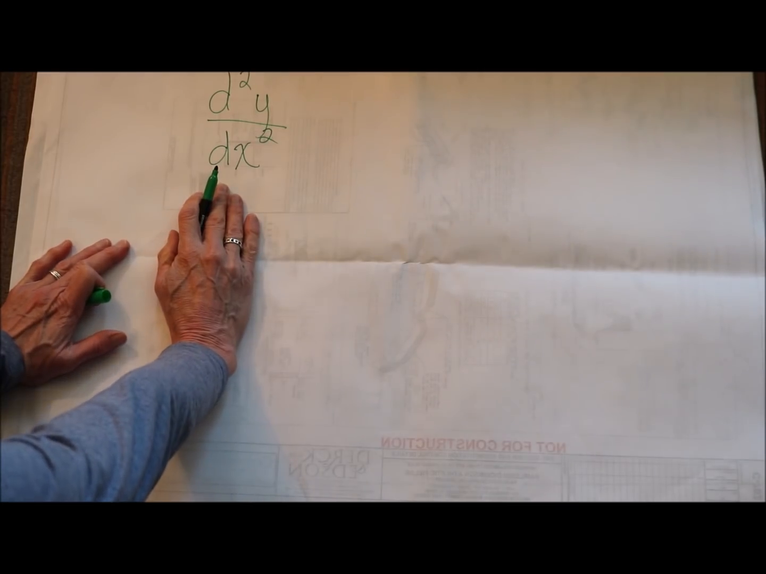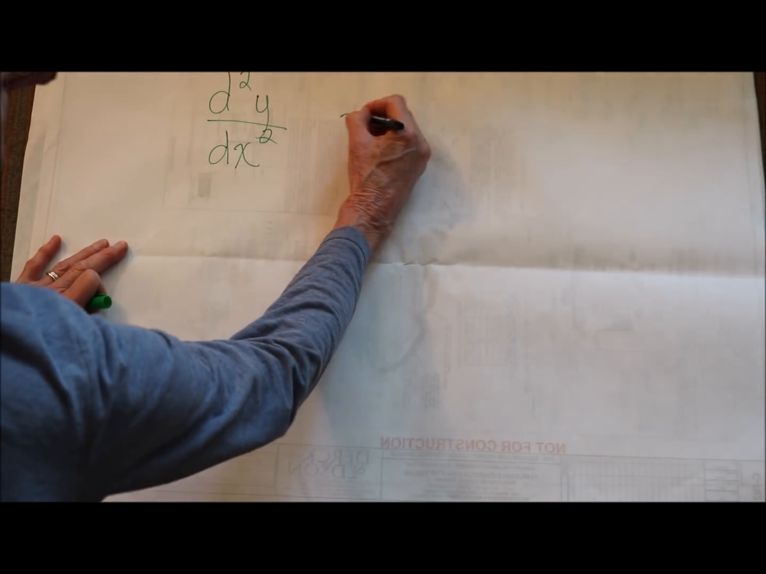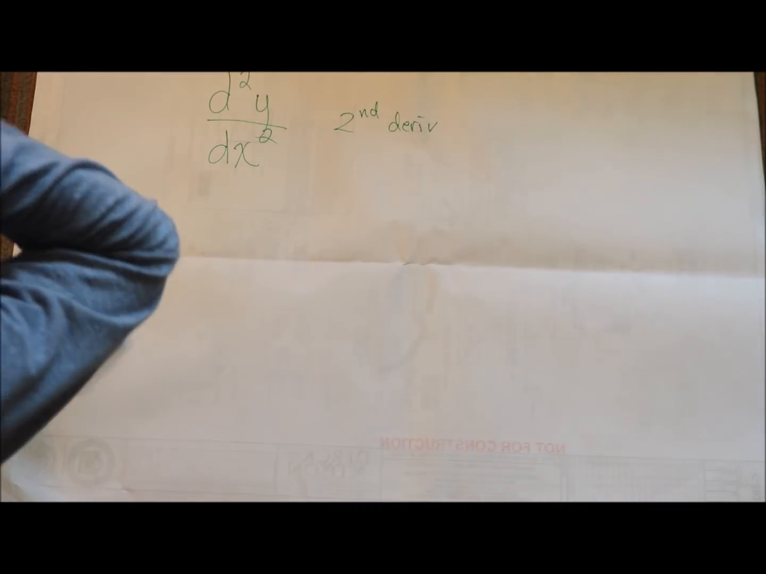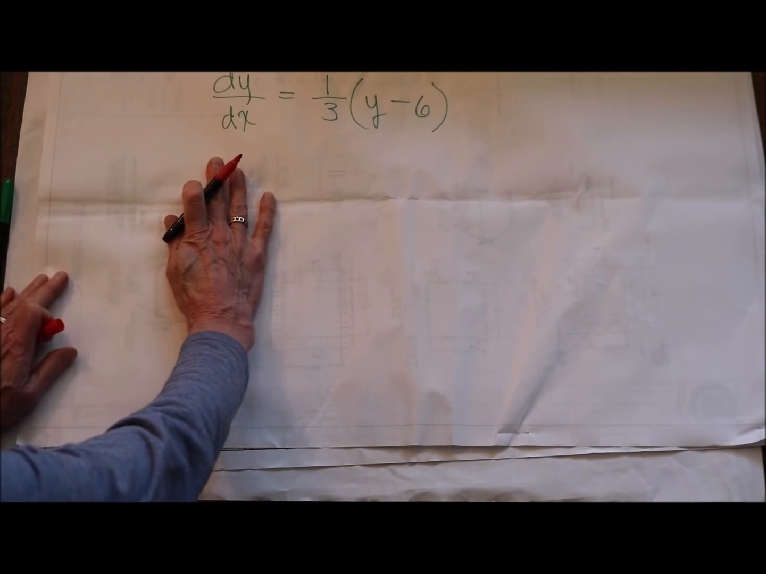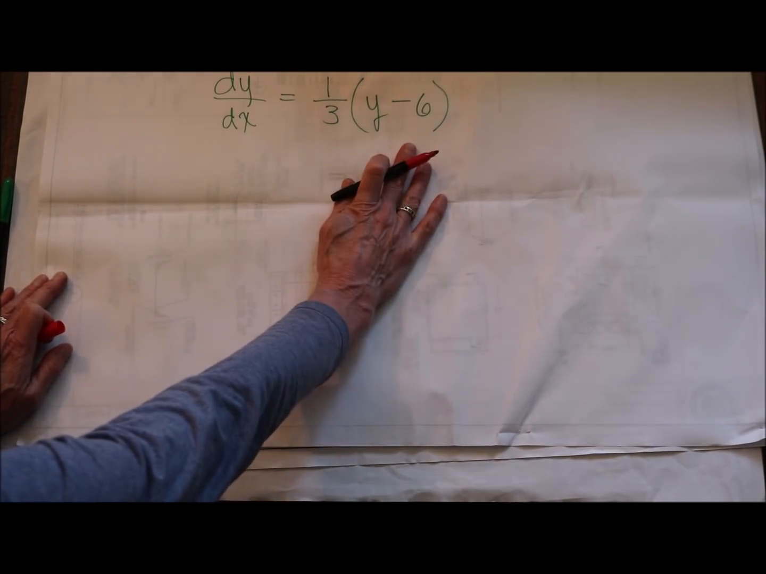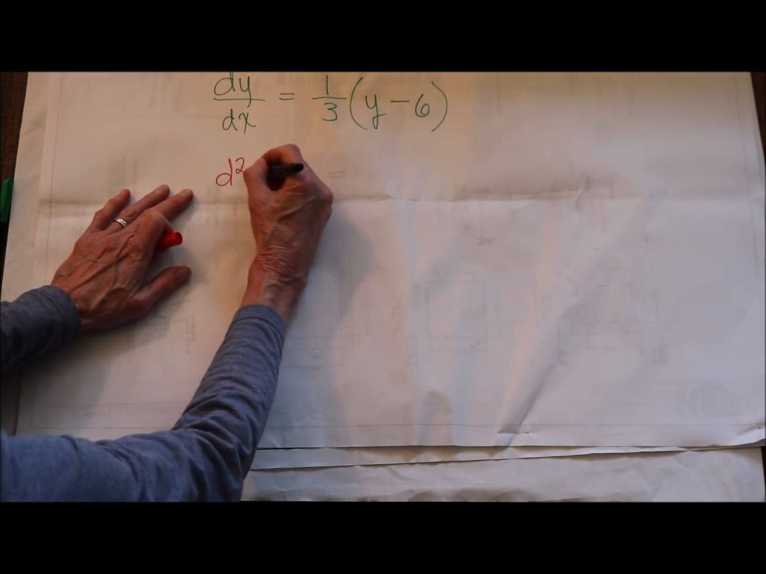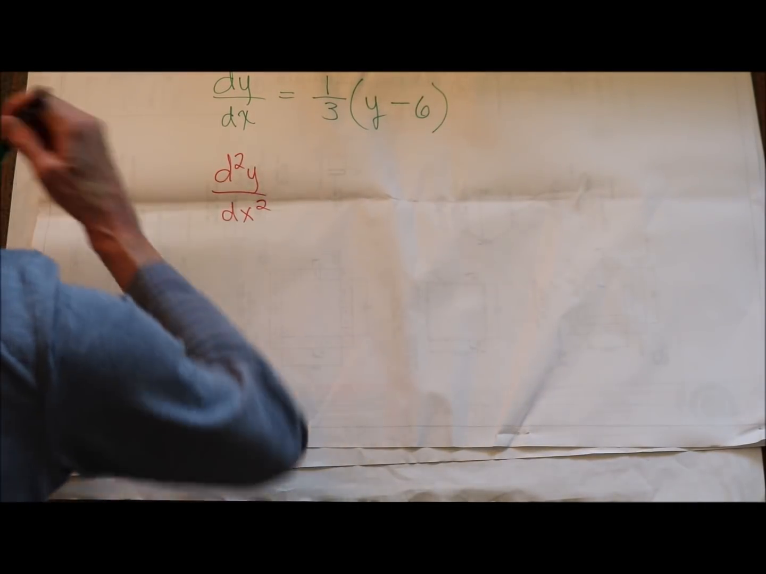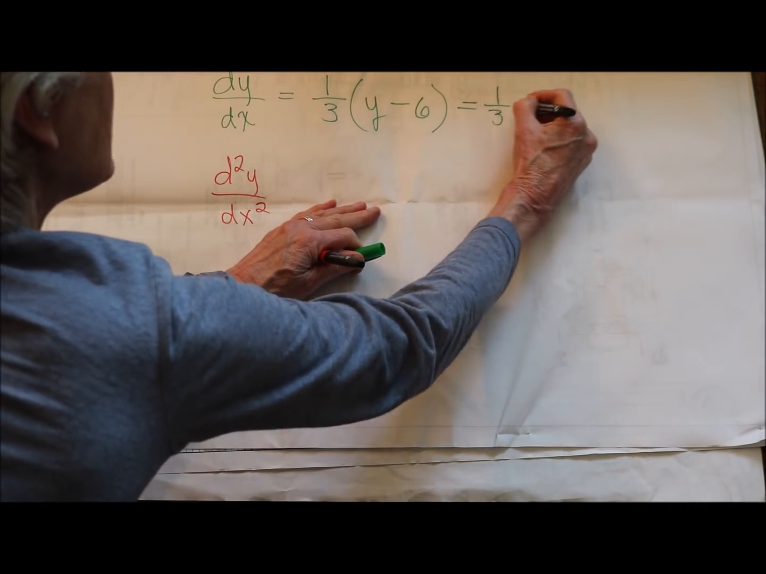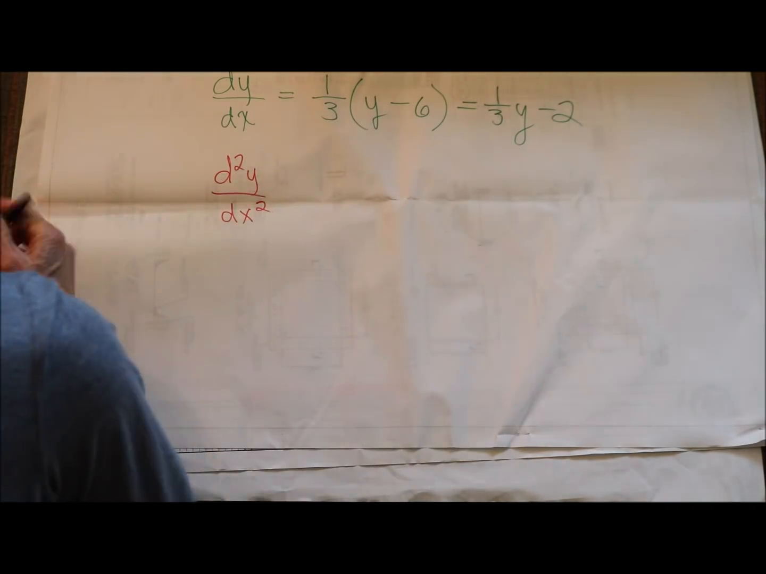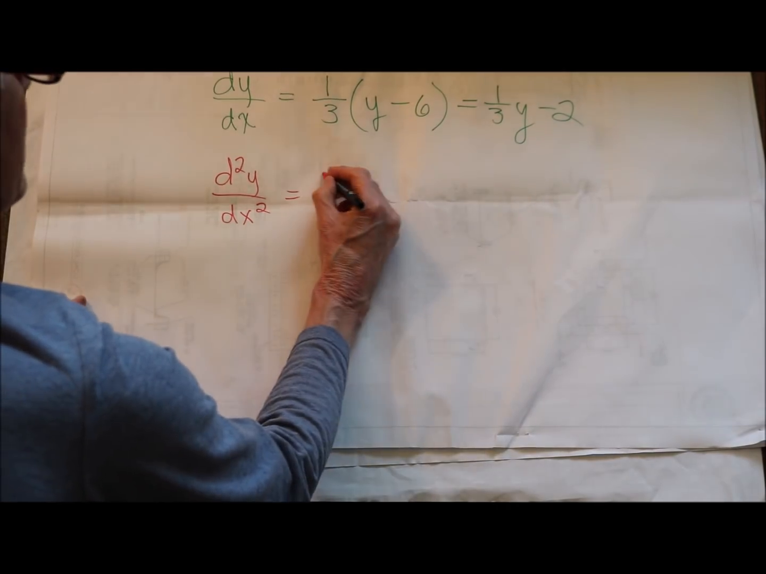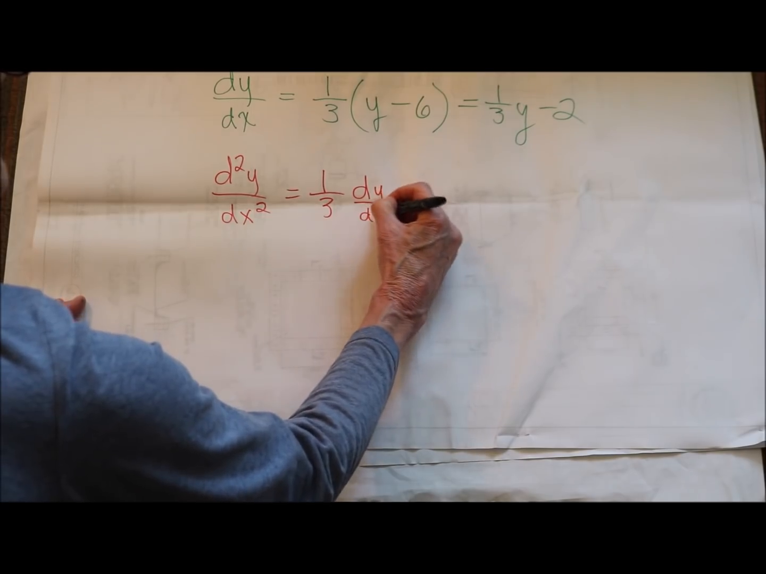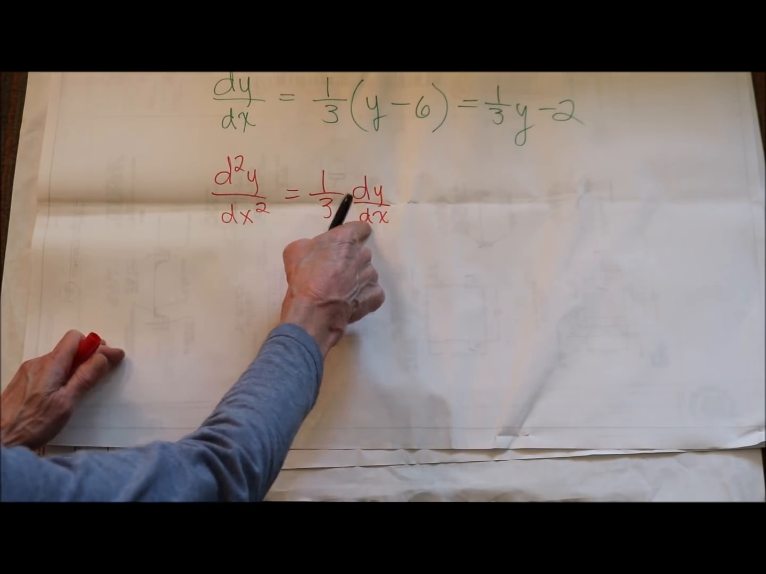This notation is used a lot in differential equations. Remember, it's just notation. That means second derivative. That's all it means. So let's say they asked to find the second derivative, and they gave us this differential equation. Well, the second derivative would be, well, let's first just rewrite this. That would be 1/3 y minus 2. So the derivative of 1/3 y is 1/3 times the derivative of y. Don't forget that part, the chain rule. That shows up a lot.